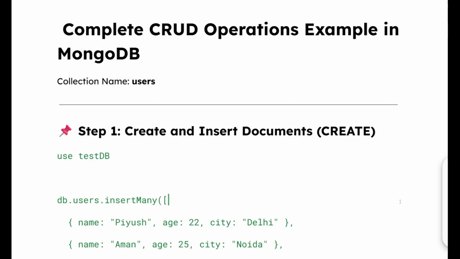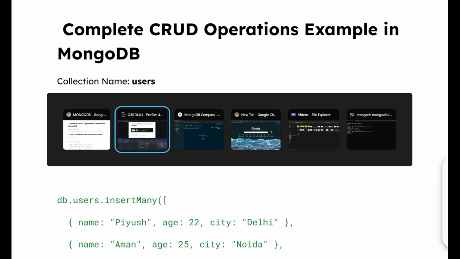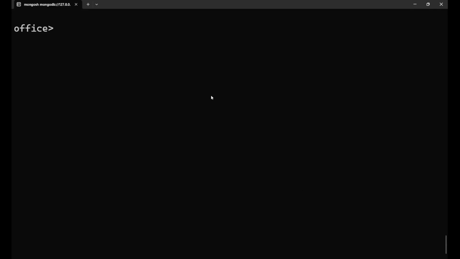So, first of all, we will start with the create, then we will move to the read, and then to the update, and then to the delete. So, let's start creating or inserting a document. For that, let's go to the MongoDB shell. So we are inside our Office database.